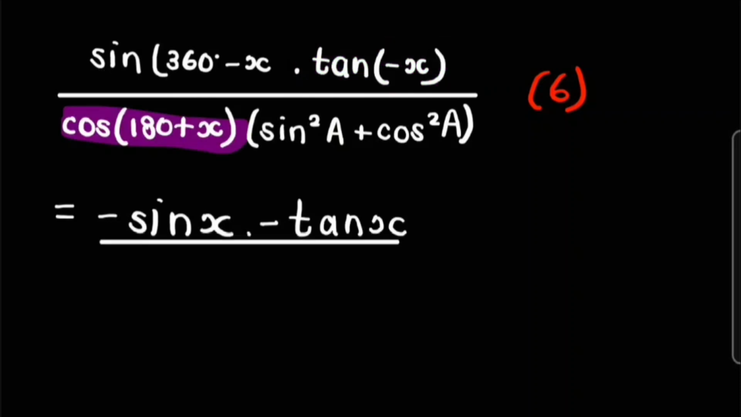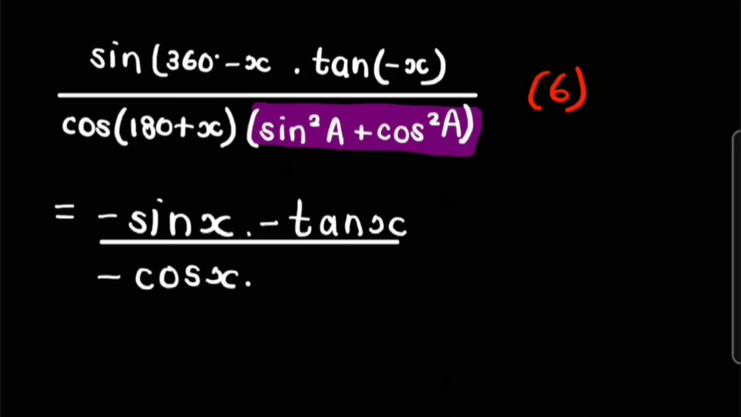In the denominator, we've got cos of 180 plus x. 180 plus lies in the third quadrant where cos is negative. So that's negative cos x. And here's something interesting. We've got a bracket with sine squared a plus cos squared a.